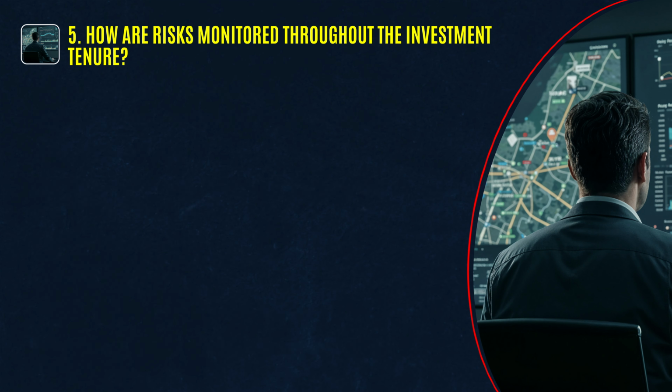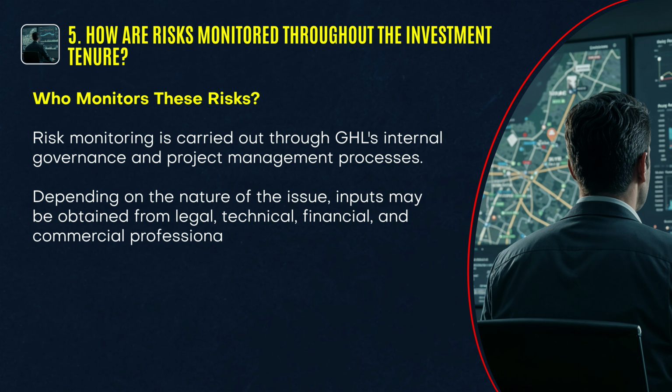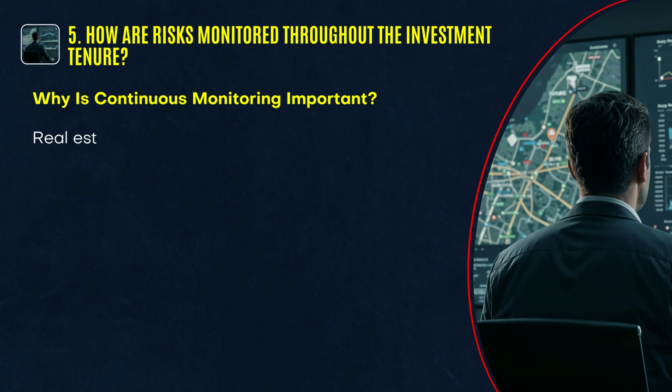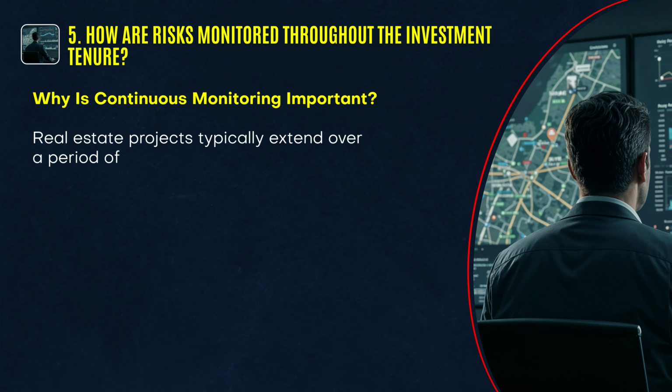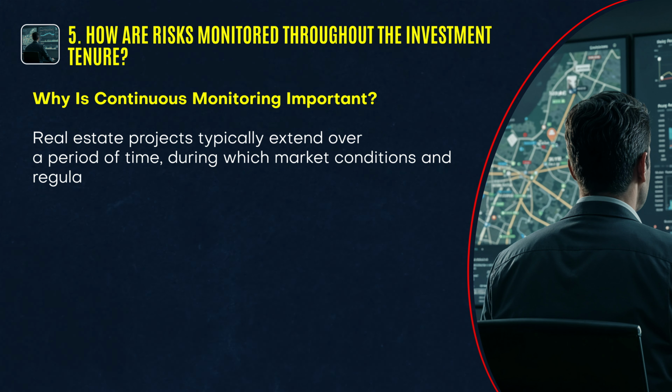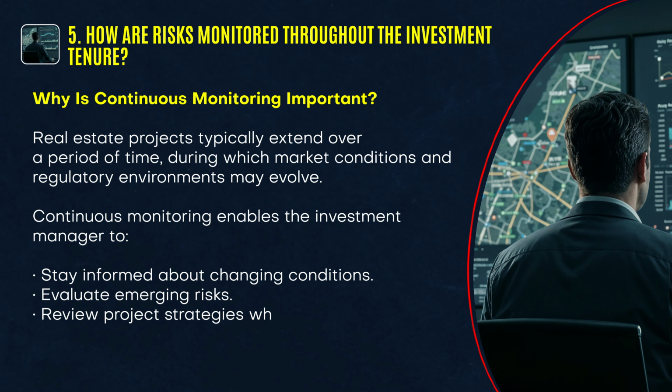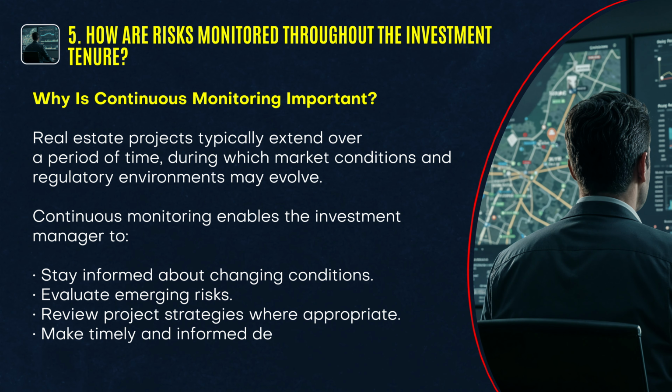Who monitors these risks? Risk monitoring is carried out through GHL's internal governance and project management processes. Depending on the nature of the issue, inputs may be obtained from legal, technical, financial, and commercial professionals to support informed decision-making. Why is continuous monitoring important? Real estate projects typically extend over a period of time, during which market conditions and regulatory environments may evolve. Continuous monitoring enables the investment manager to stay informed about changing conditions, evaluate emerging risks, review project strategies where appropriate, and make timely and informed decisions.